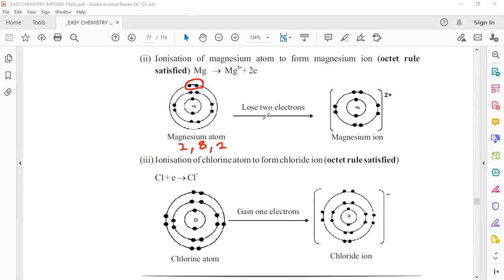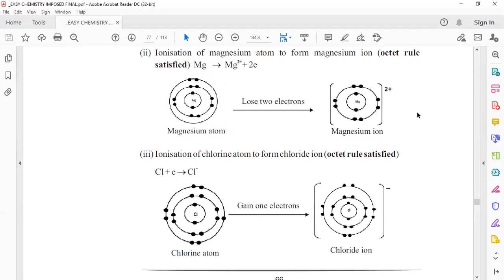So it loses according to its valence number, and its valence number is 2, meaning it's going to lose those 2, and it becomes a magnesium ion, and its new configuration is 2, 8. Having 8 electrons in the last shell, this is the octet rule. So that is basically about the stability of atoms. Atoms in their natural state are unstable. They become stable by either losing or gaining electrons.